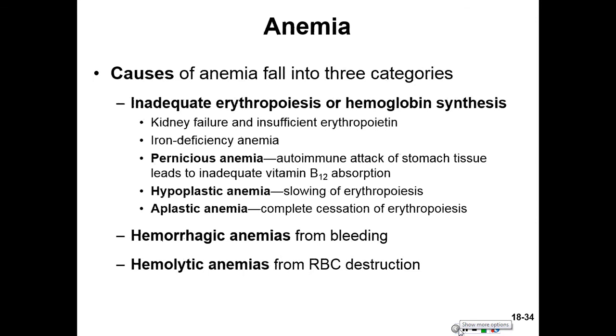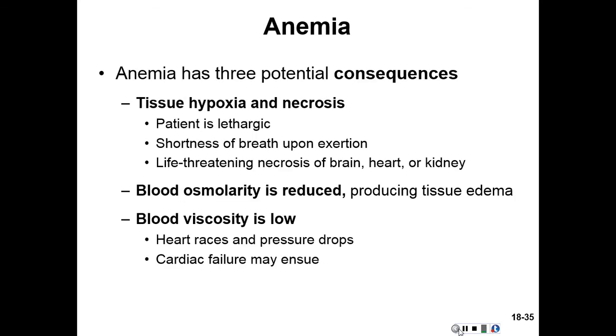Again, different types of anemia, inadequate erythropoiesis to stimulate red blood cell production. Iron deficiency, autoimmune disease can be associated with pernicious anemia, where we get inadequate B12 absorption. Hypoplastic, slowing of the erythropoiesis process. Aplastic, you don't have the erythropoiesis being produced at all. Hemorrhagic is bleeding, and hemolytic is destruction of our red blood cells.